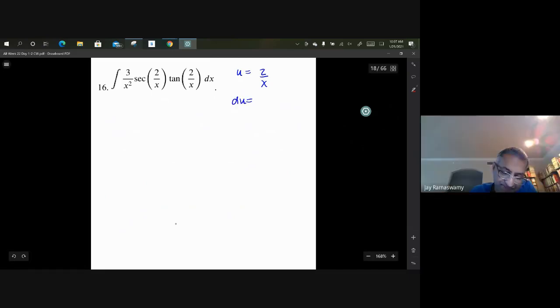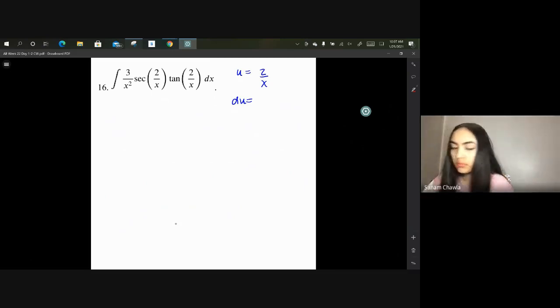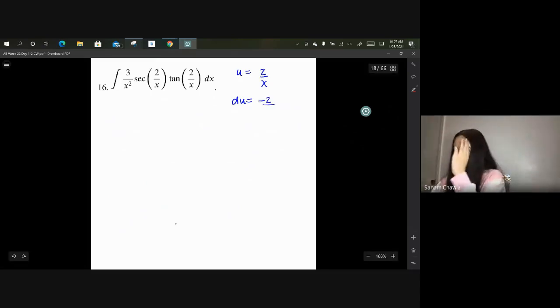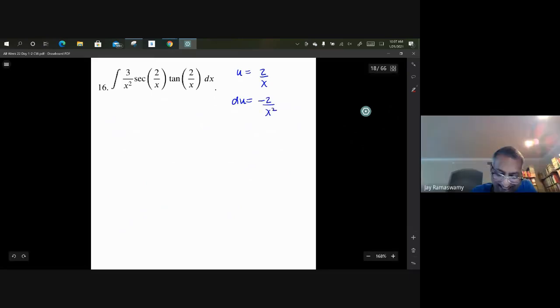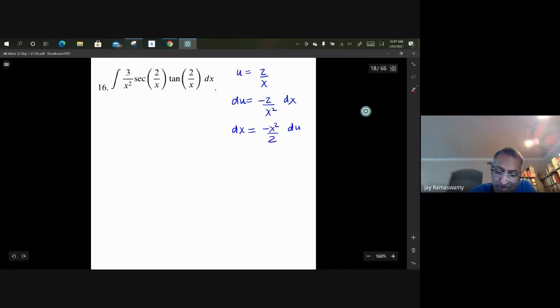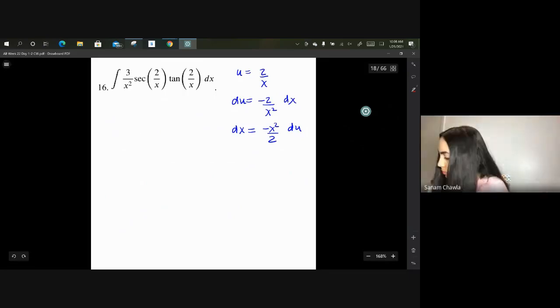u equals 2 over x. Go. Negative 2 over x squared dx. Go. The reciprocal, which is negative x squared over 2 du. Okay, guys, we're ready to do u sub.